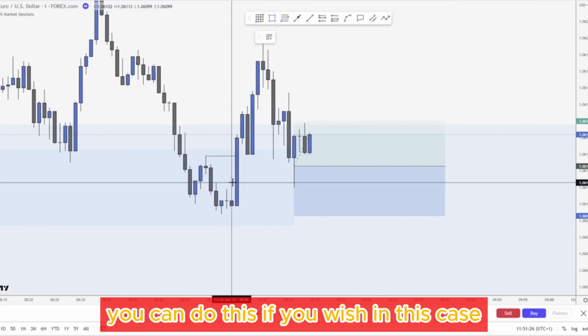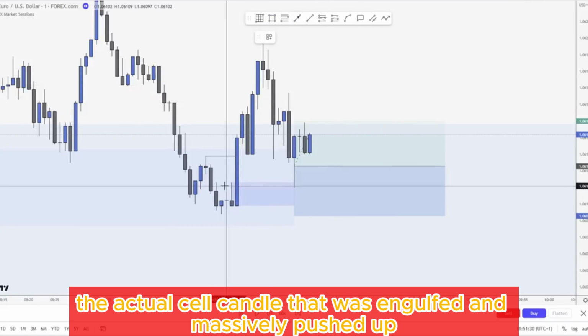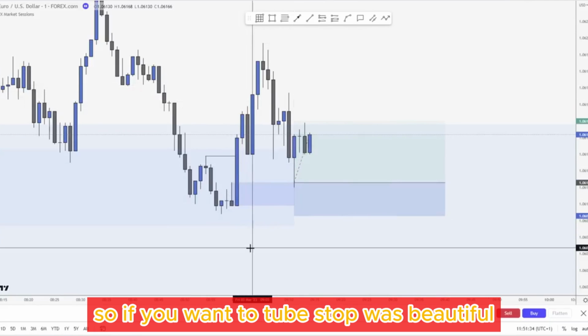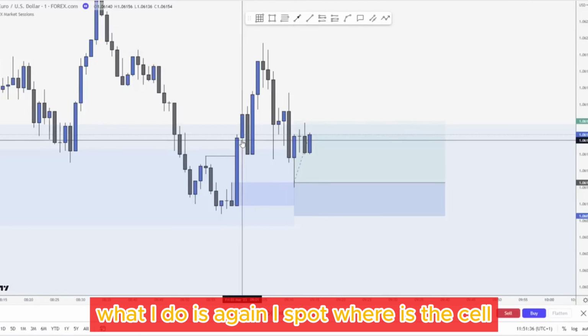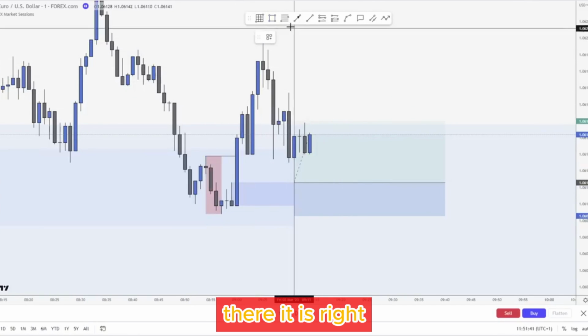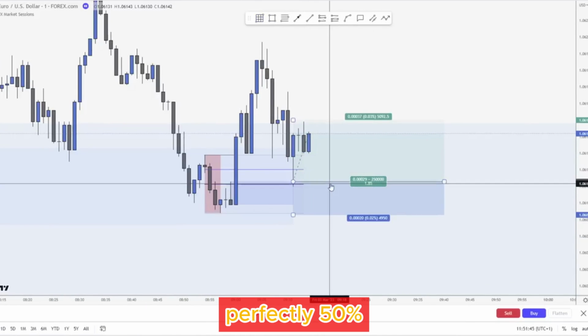So again, in this case, how do I drop my zone? Right? You can do this. If you wish, in this case, it worked out great because this is the actual sell candle that was engulfed and massively pushed up. So if you want to, 2-pip stop loss, beautiful. What I do is, again, I spot where is the sell. There it is, right? Then take the Gann box, if you wish. In this case, again, perfectly 50%.